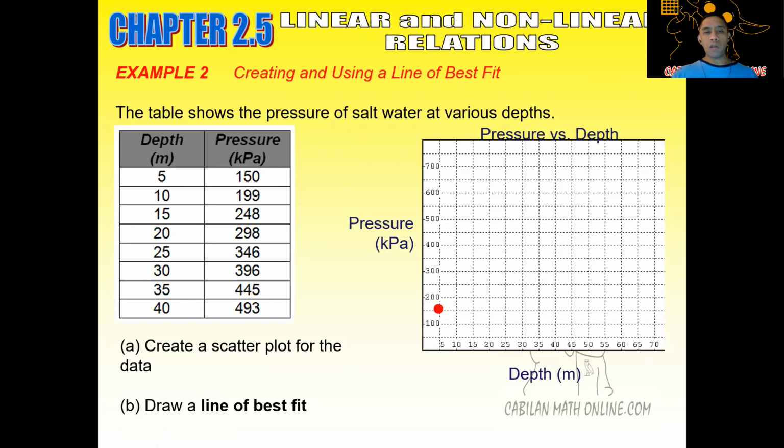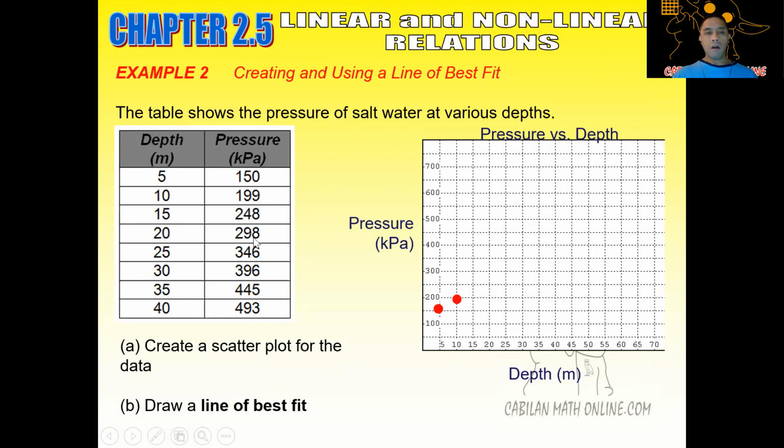The next one here is 10 and 199. Now, remember that these are all points, and if you take a look at the numbers over here, every other box is going up by 100. So if you take 199 and round it to the nearest 100, the nearest 100 there will be 200. So you can roughly just estimate that this point will be right there.